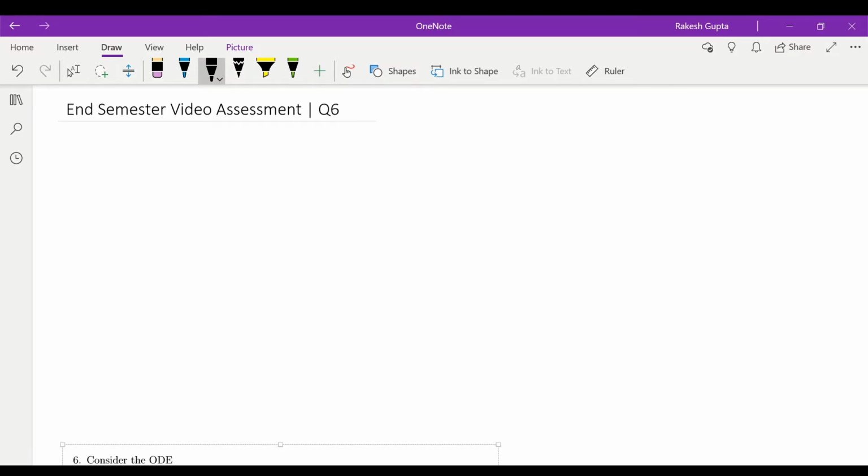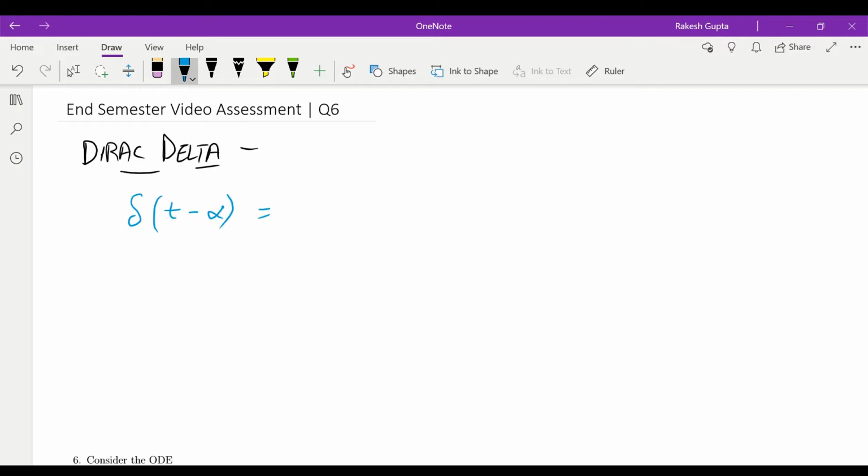First, I would like to start by talking about what the Dirac delta is. Basically, this is a Dirac delta function, a general one. This function is equal to 0 for t not equal to alpha and is equal to infinity for t equal to alpha.